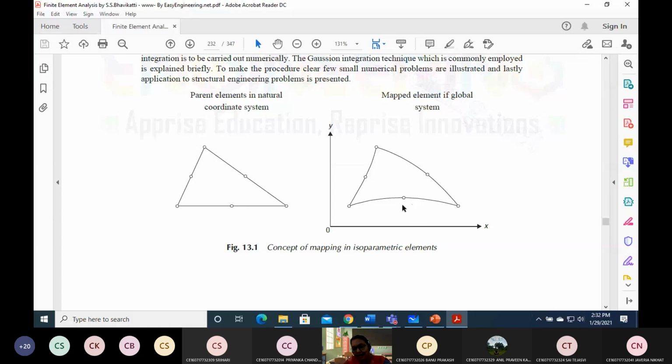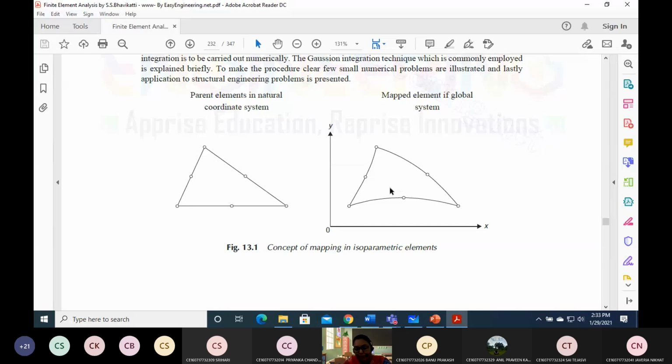If you clearly see, this is not really a 6-noded triangular element. We are not calling it a triangular element, but a triangle-like structure with curved sides. So this is the mapping that is done to the global Cartesian coordinate system. This is the concept: based on our parent element, whose shape functions we already know, we are going to map it to the arbitrary shape.